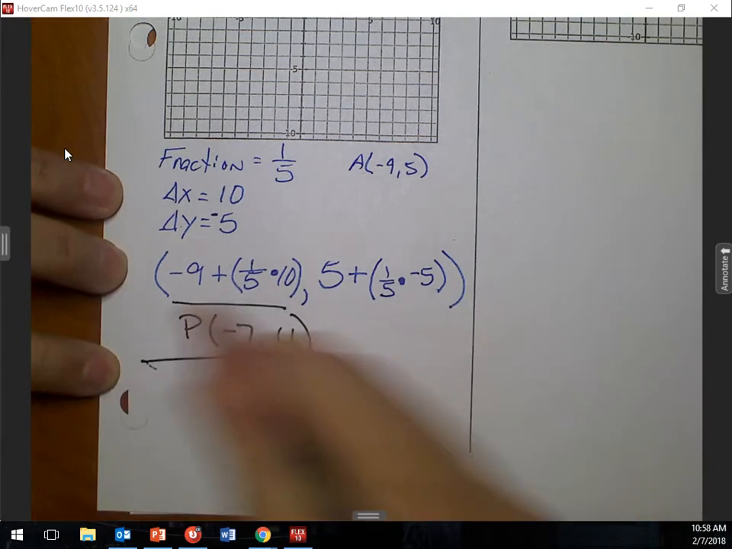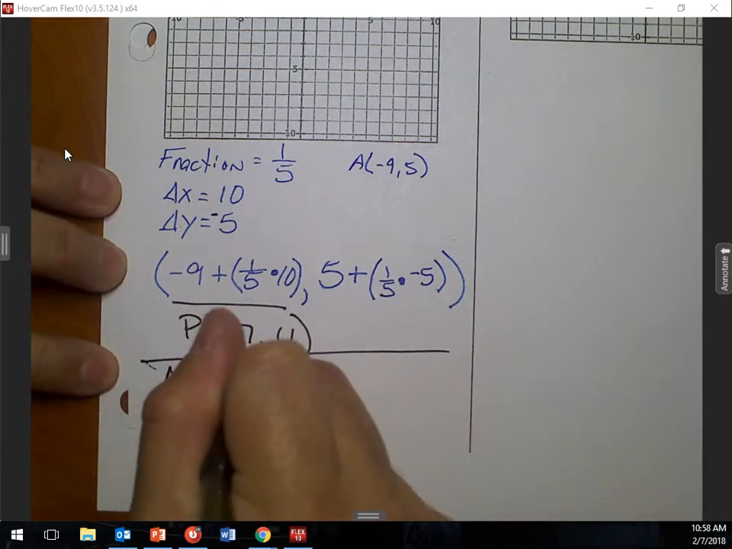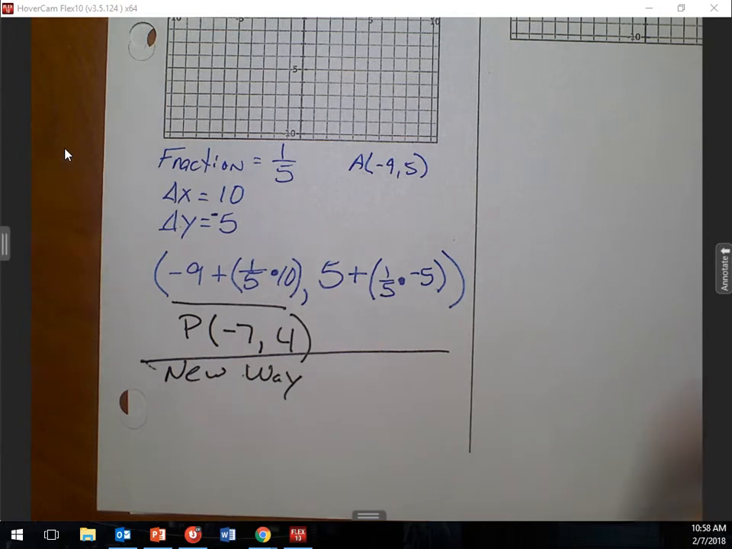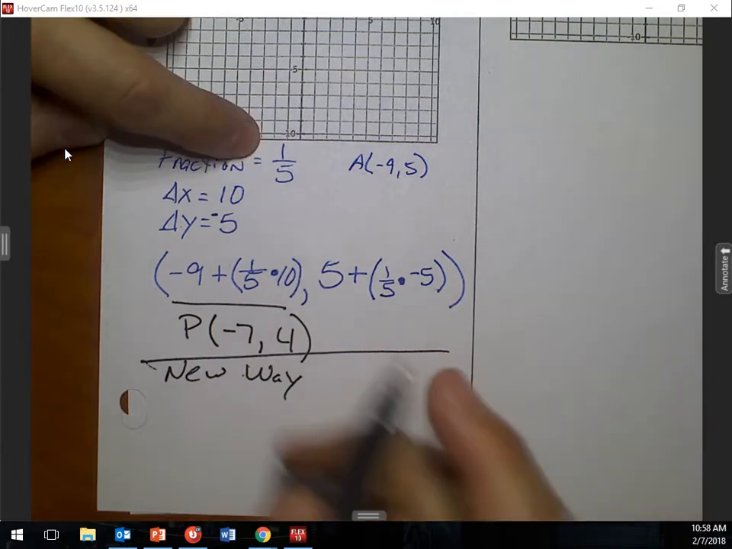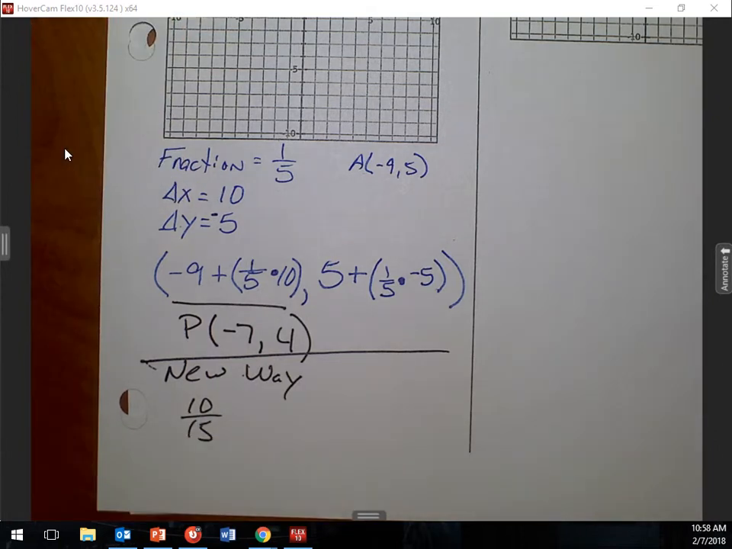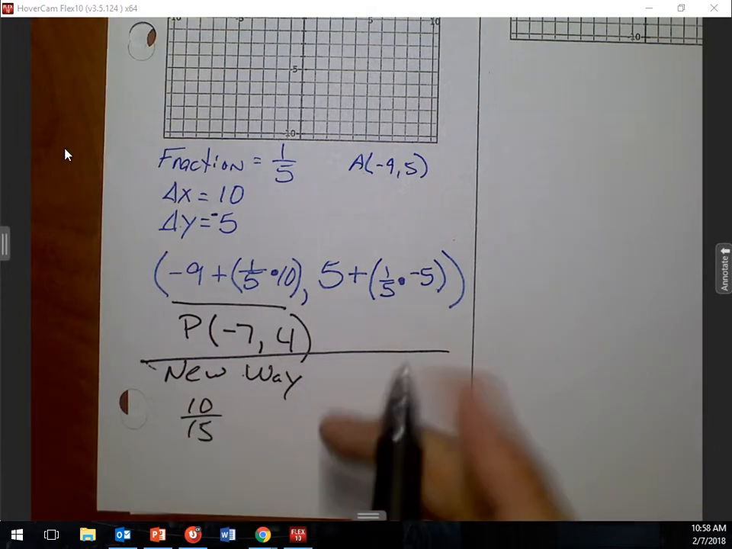So, new way. 10 divided by 5. And this is for my delta x. Why did I put 15?